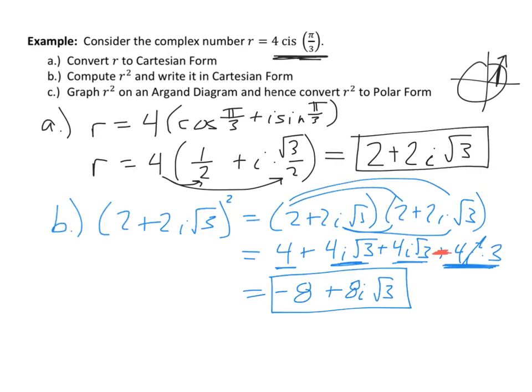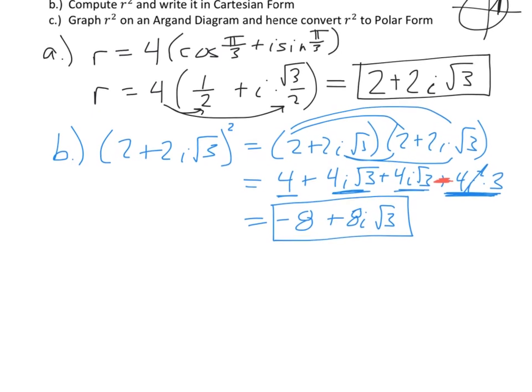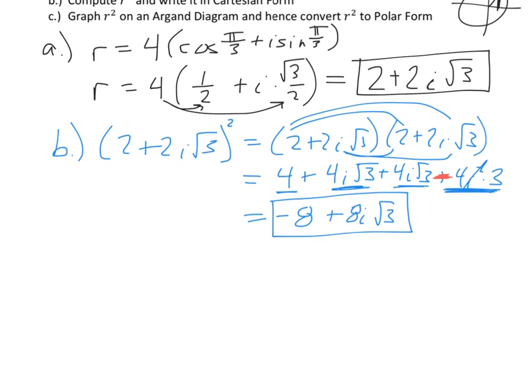Now for part C, we're being asked to graph r squared on an Argand diagram and then convert it to polar form. Okay. So on an Argand diagram, negative 8, 8 plus 8i root 3, so negative 8, 2, 4, 6, 8, and then 8 root 3. Root 3 is like 1.7-ish, so we're looking at, I don't know, like 16-ish here. So 2, 4, 6, 8, 10, 12, 14. I guess it's not actually quite 16. We don't need to be exact here. We're getting a sense for where this thing is so that we know how to find our argument.